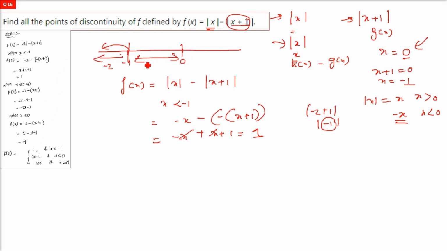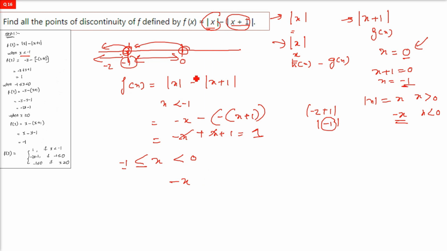Now the second domain is −1 to 0. We'll include −1, so x is greater than or equal to −1 and less than 0. We have already taken x less than −1, but when we take −1 to 0, we have to include −1 because we have not included −1 when x is less than −1. So what is in between −1 and 0?